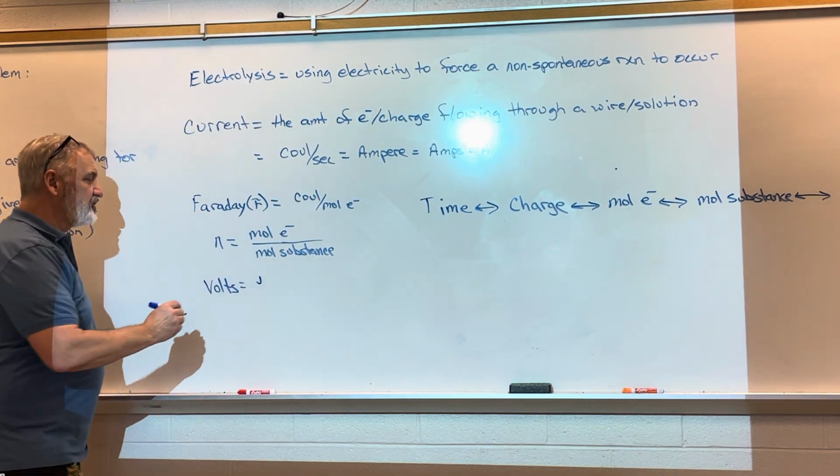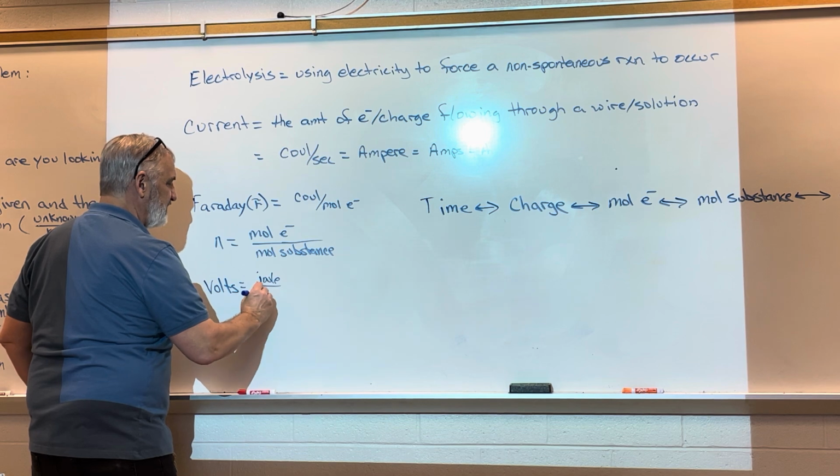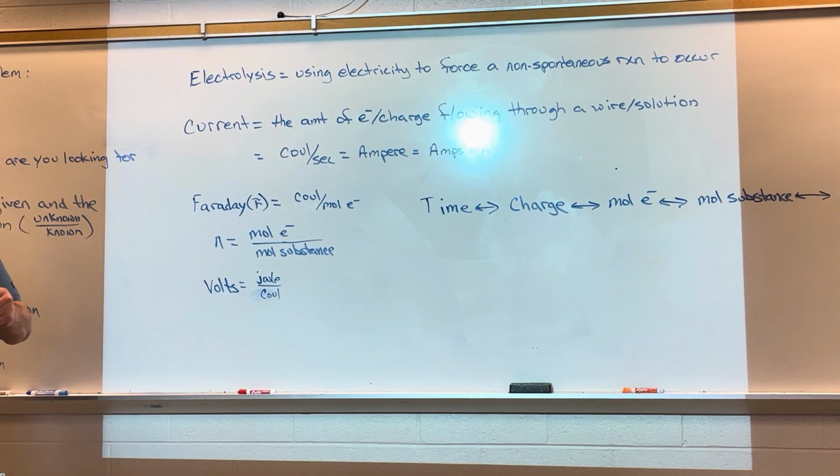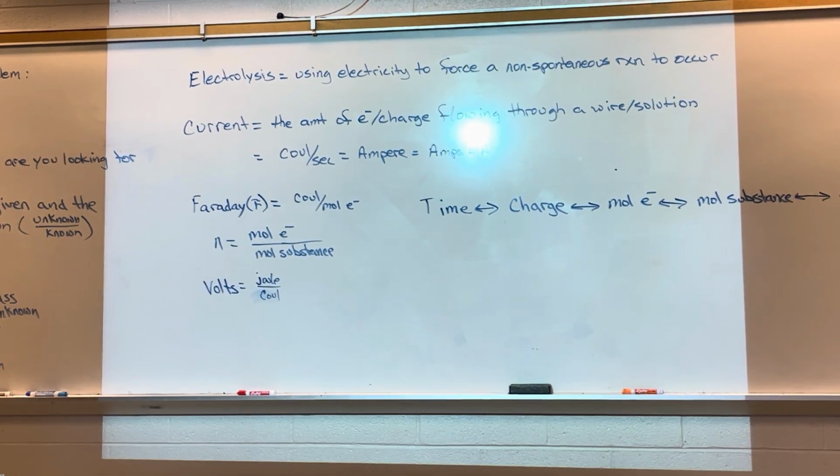Volts is the pressure, and it's joules per coulomb, but we're never going to have to know how to do that. Volts, the potential, is how much force is pushing the electricity through the wire. When we come in tomorrow, we'll look at doing these problems and seeing how much time it takes for a certain number of amps to go through. How long does it take to deposit a certain number of grams? You can go both ways. We'll look at practice problems with this, and that's going to be everything there is in this unit.